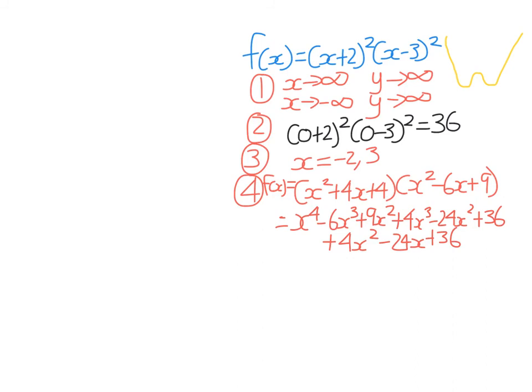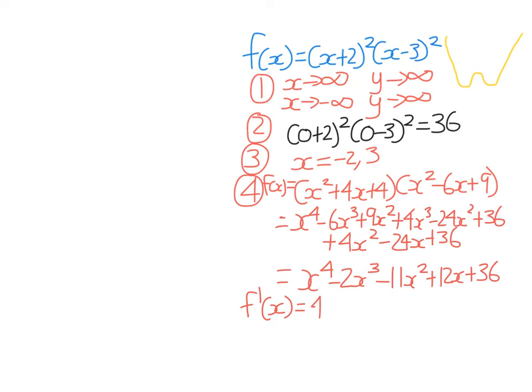When I collect like terms, I get f(x) = x⁴ − 2x³ − 11x² + 12x + 36. To find the stationary points, I need to differentiate this. So I get 4x³ − 6x² − 22x + 12.